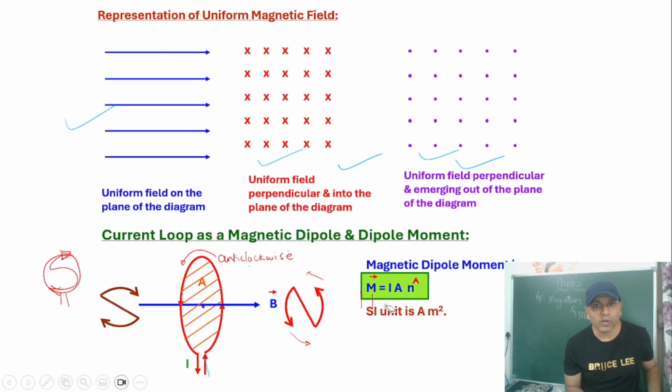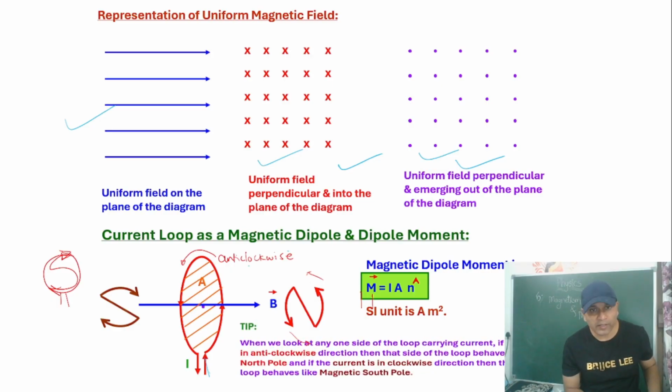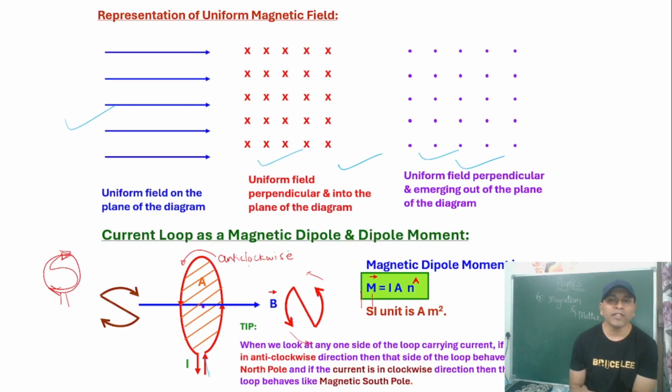So what is a magnetic dipole? The magnetic dipole moment is the product of the area, the current flowing through the coil, and the number of loops made by that coil. The magnetic dipole moment is the current flowing through the loop having number of turns, times the area A. And the tip for it: when we look at any one side of the loop carrying current, if the current is anti-clockwise, then that side of the loop behaves like a magnetic north pole, and if the current is clockwise, then that side of the loop behaves like a magnetic south pole.